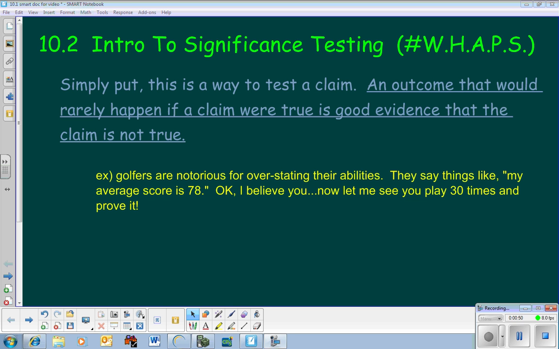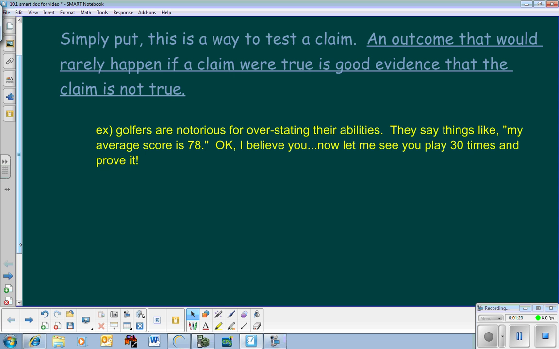Okay, here's our example. We golfers are usually over-exaggerating our skills. So a golfer says, my average is 78. Maybe they shot a 78 once, but we don't want people to know how bad we really are. So we say my average is 78 because we always think we're going to do our best on every single day. Okay, Mr. 78, I believe you. Now let's see how you play. If you truly are a 78 golfer, then your scores should act a certain way.